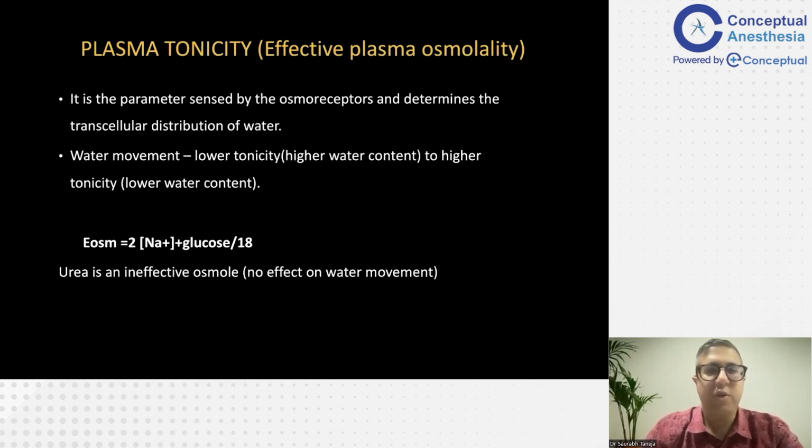Then what is plasma tonicity? It is a parameter sensed by osmoreceptors and determines the transcellular distribution of water. Water movement is from a place of higher water content, that means low tonicity, to a place of higher tonicity, that is lower water content. Like all solutes, water moves from a higher water content area to a lower water content area. Here urea is an ineffective osmole and is not used in the calculation of plasma tonicity or effective osmolality.